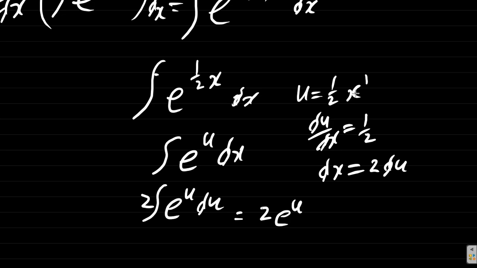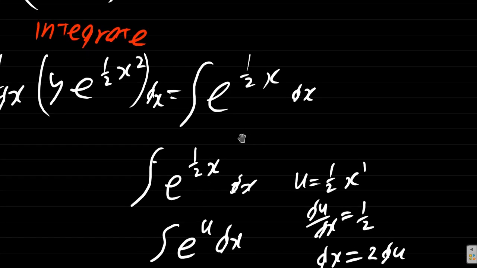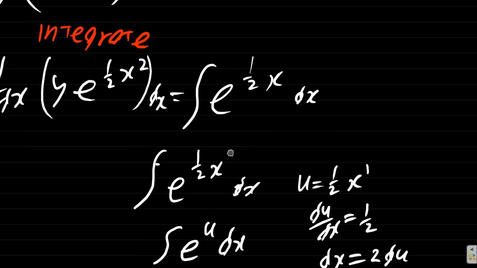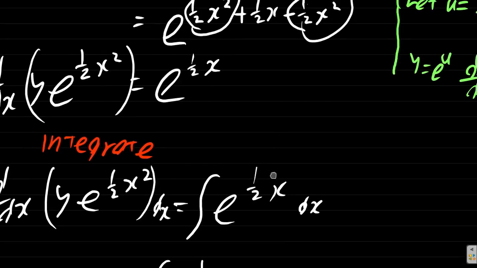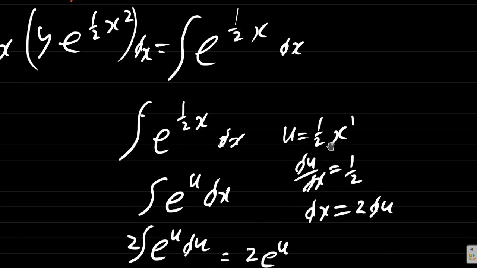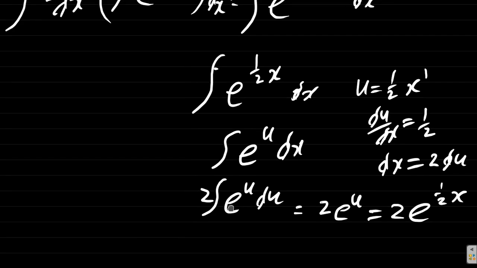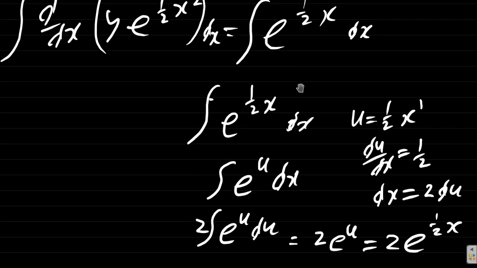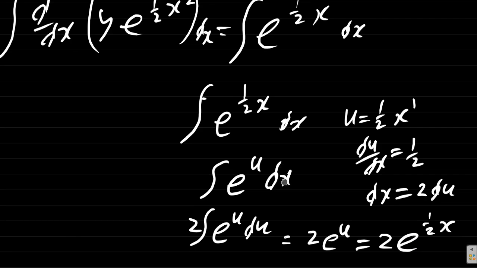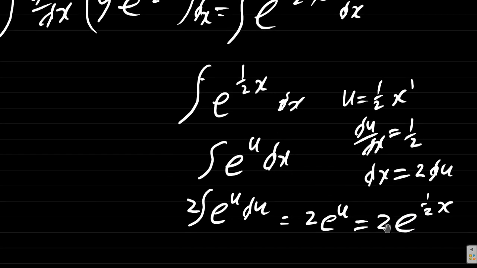Right? But what was u again? U was half x, right? U was half x. So it's 2 e to the half x. That's what we get when you integrate that. So the integral of e to the half x is going to be 2 e to the half x.